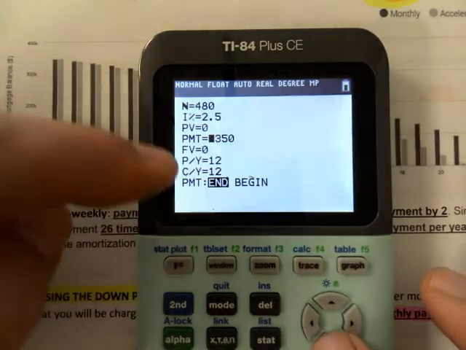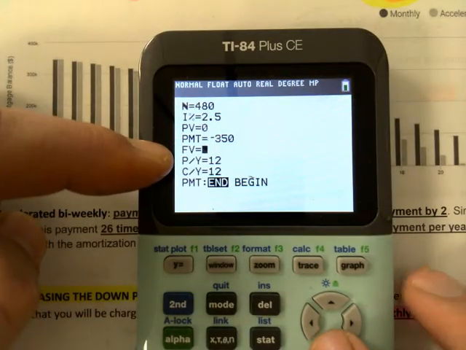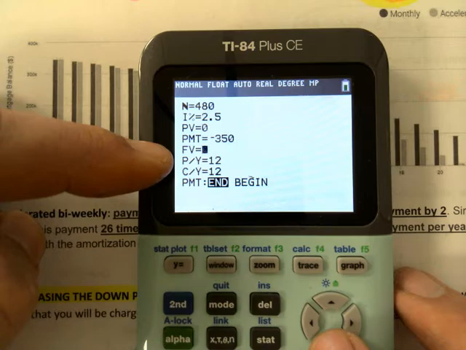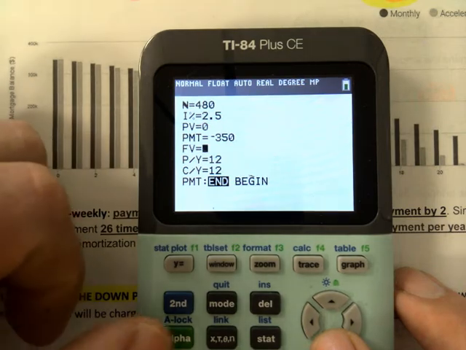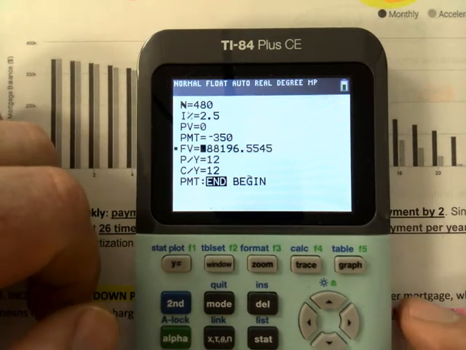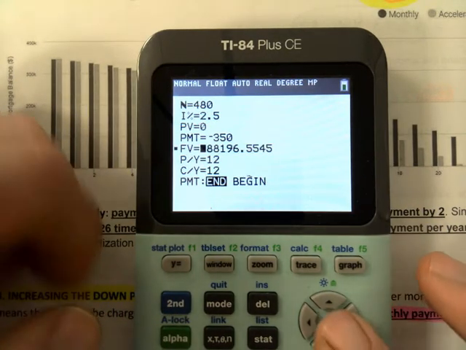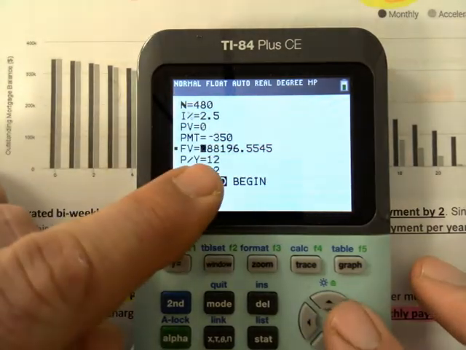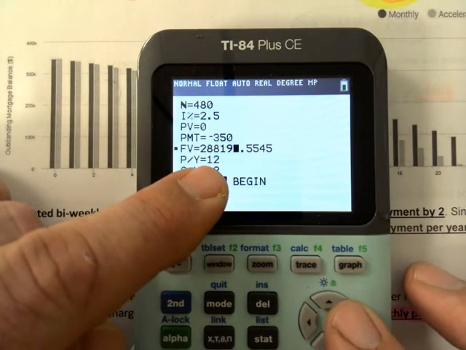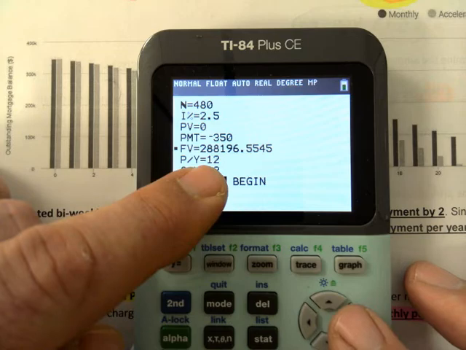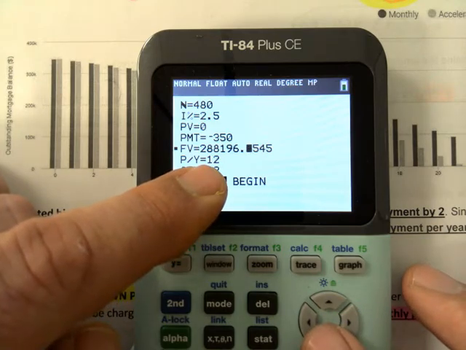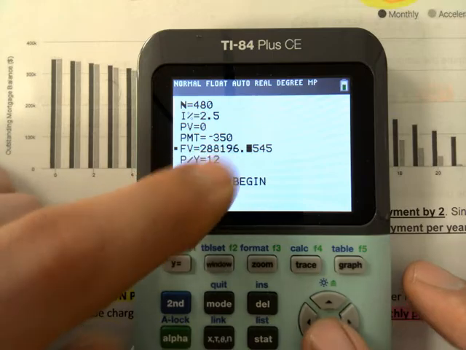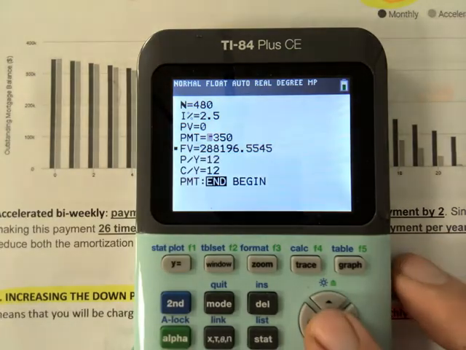Okay. FV is future value. Let's see how much money you would have if you put away $350 every month over 40 years. Ready for this? You would have $288,000 saved up by the time you get to 60, the age of 60. If you put away $350 every month.